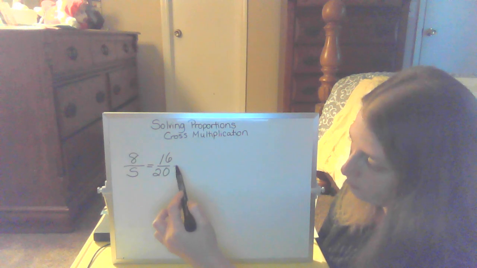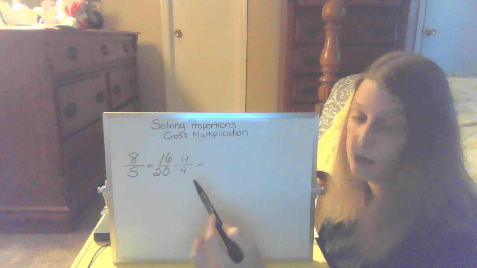Alright, so our first one with our missing variable on the left-hand side is going to be 8 over s equals 16/20. Now, the first thing I recognize in this proportion is that 16/20 can be reduced down to an even smaller fraction. 16 and 20 are both divisible by 4, so I'm going to divide both by 4.